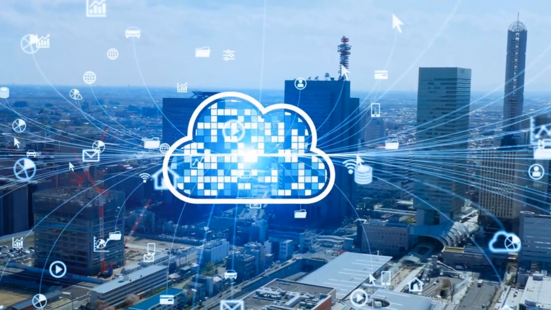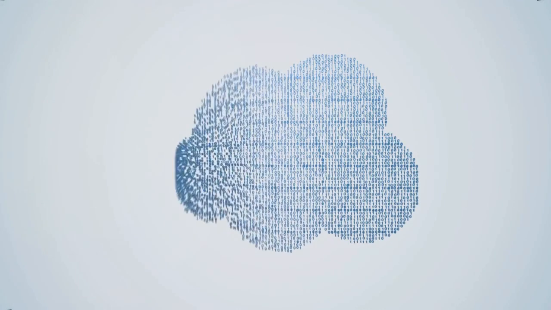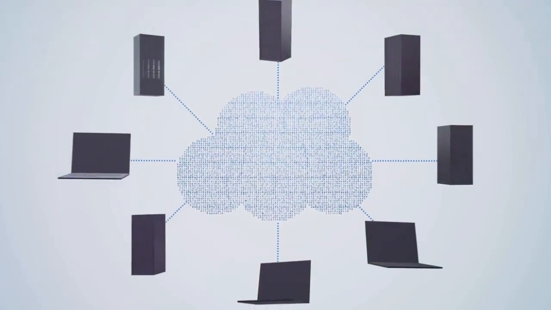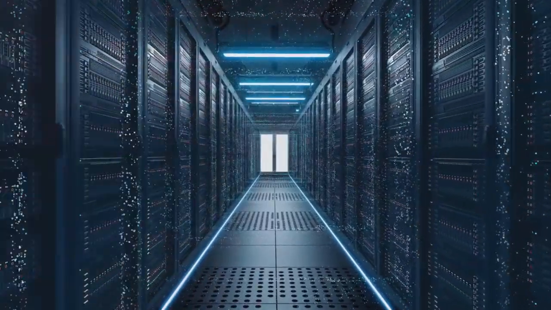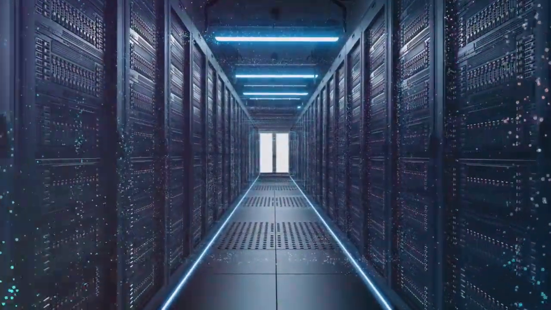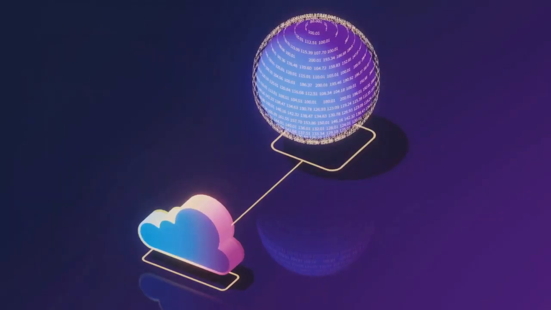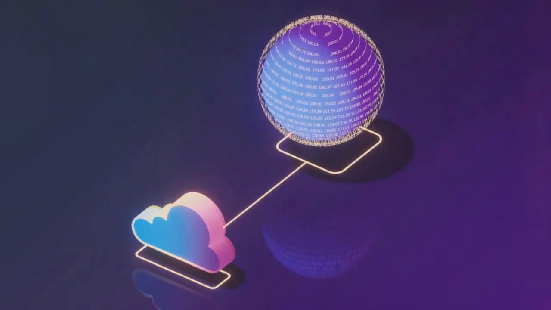On the other hand, the public cloud is like an online grocery delivery service. A third-party provider owns and maintains the infrastructure, and businesses pay for the resources they use. The provider handles all the maintenance, upgrades, and security. It's the equivalent of ordering groceries online. Someone else does the heavy lifting.